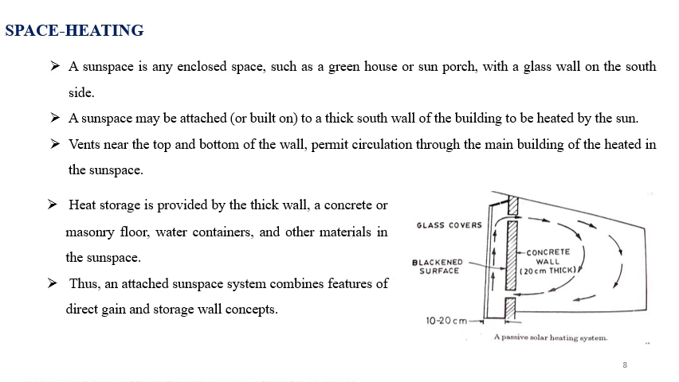Through density difference the air will move, and heat storage is provided by the thick wall or a concrete or masonry floor, water containers and other materials in the sun space. Thus, an attached sun space system combines features of direct gain and storage wall concepts. Okay.